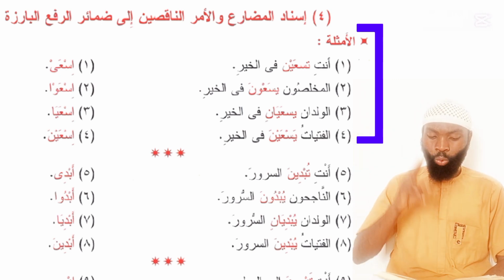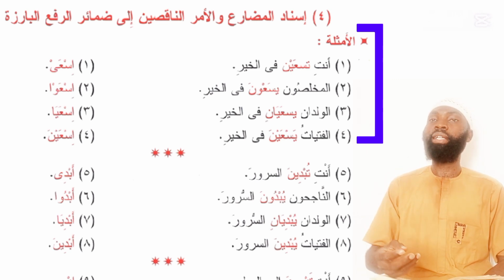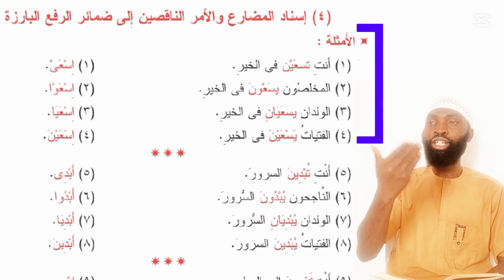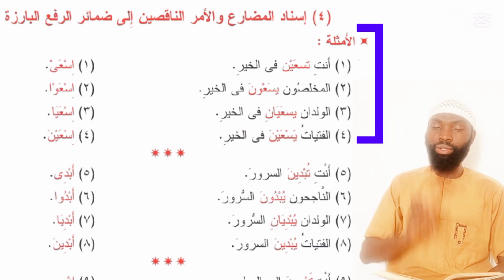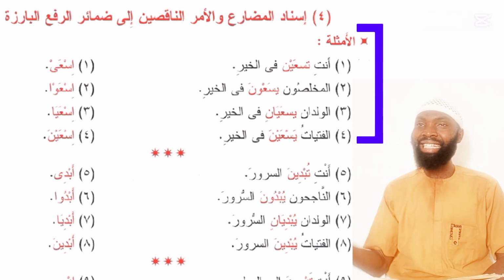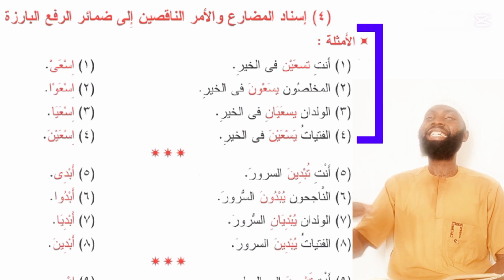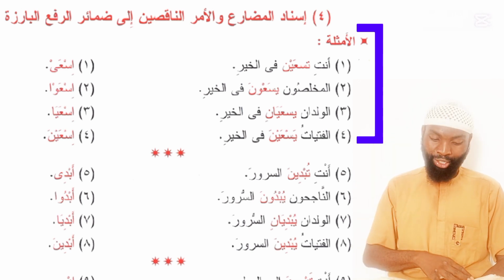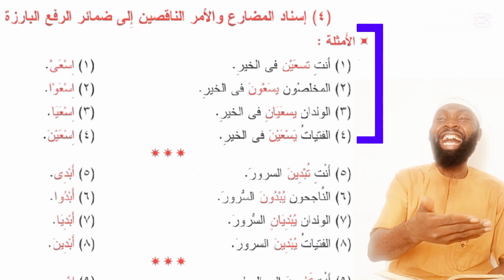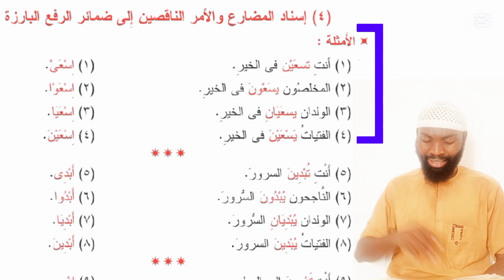Number 3, we have al-walidani yas'ayani fil khayri. The 2 parents are struggling or are working in good, are putting effort in good. So look at the word yas'ayani for 2. Yes, he is struggling. Yes, ayani, 2 people are doing so. So to command these 2, it will not be is'aya. It is easy from the present tense.